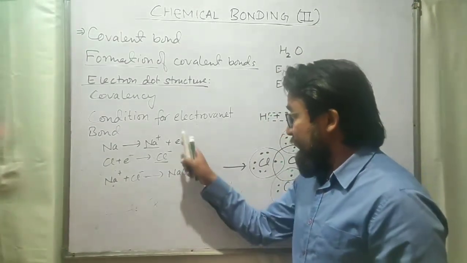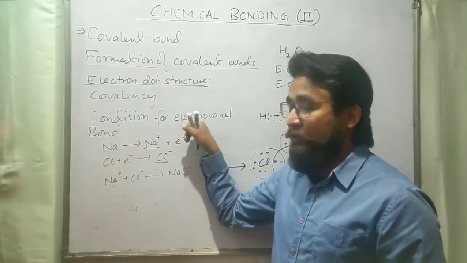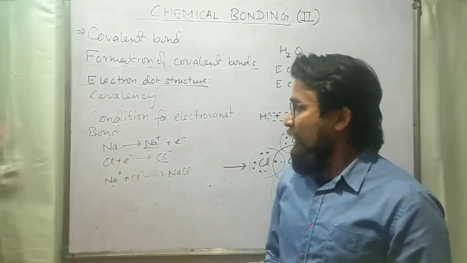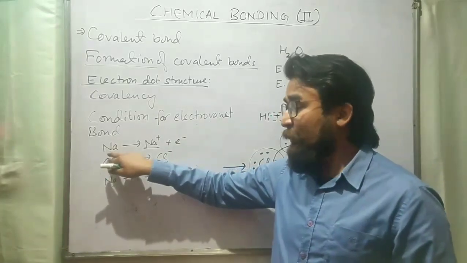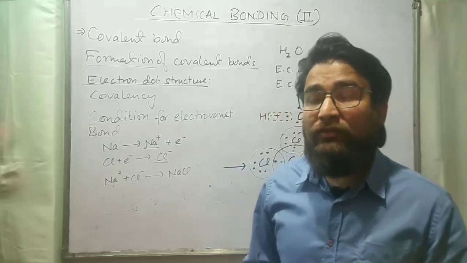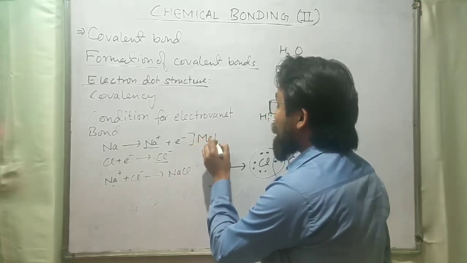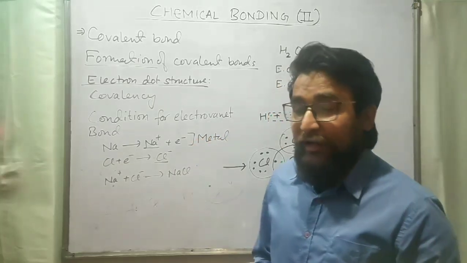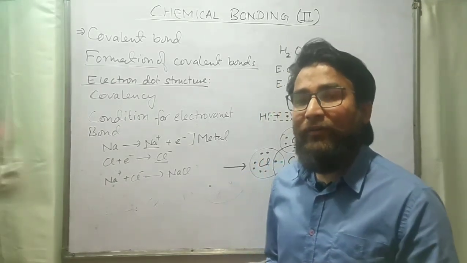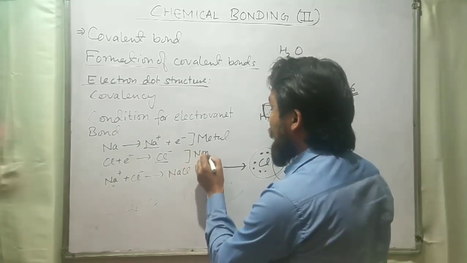So as you can see, what is the required condition for the formation of an electrovalent bond? One atom should lose the electron, the other atom should gain the electron. It means one atom should have the tendency to lose the electron, and the tendency to lose the electron is called metallic character. It means one element should be a metal, while the other atom gains the electrons, and the tendency to gain the electron is called non-metallic character. It means the other element should be a non-metal.